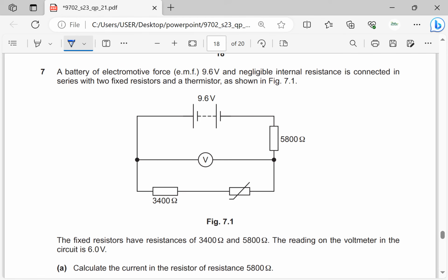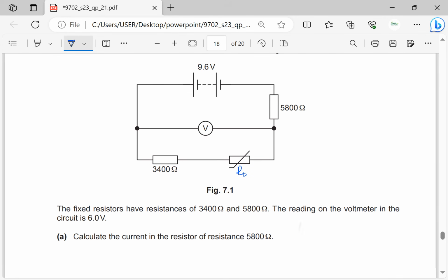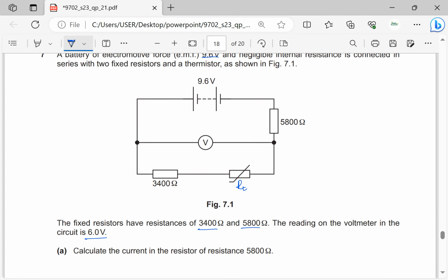A battery of EMF 9.6 volts and negligible internal resistance is connected in series with two fixed resistors and a thermistor. So this is a thermistor. Let me call this resistance RT to mean resistance of the thermistor. The fixed resistors have resistance 3400 and 5400 and 5800. The reading of the voltmeter in the circuit is 6.0. So here the PD is 6.0 volts. The PD across this and this is 6.0 volts.